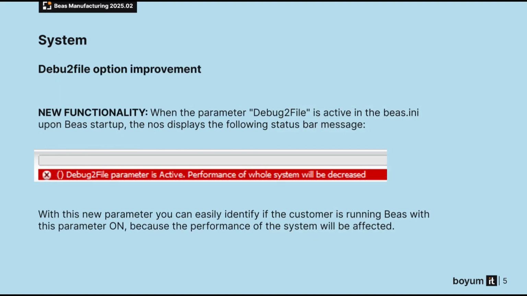A new functionality has been added to the debugger. When the parameter debug2 file is active in the Beas INI upon Beas startup, the following status bar message is displayed. With this new parameter you can easily identify if the customer is running Beas with this parameter active, because the performance of the system will be affected.